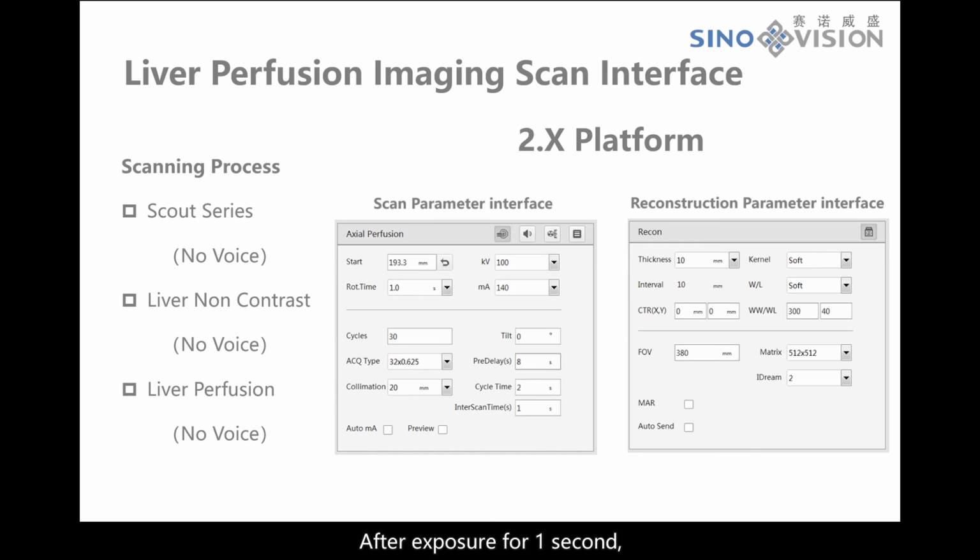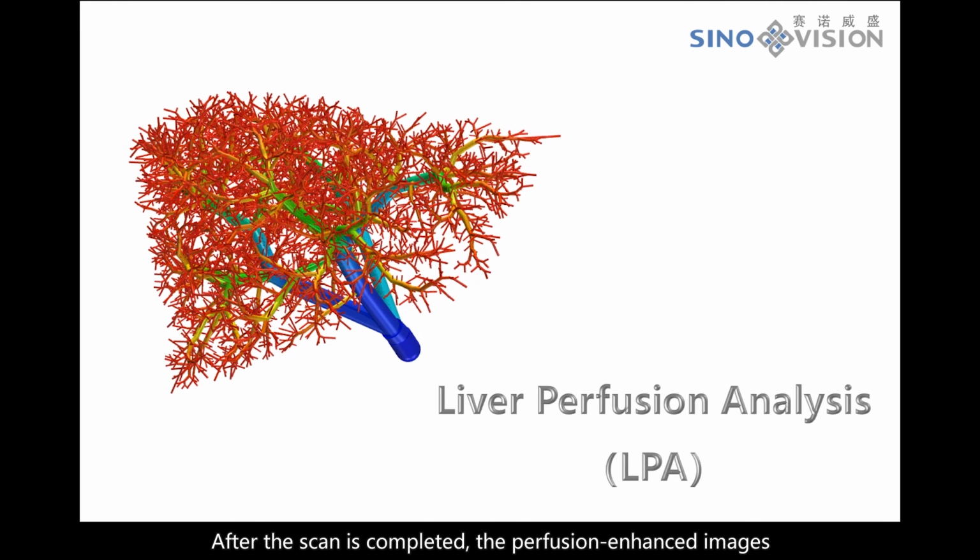After exposure for 1 second, the interval is 1 second. Exposure repeats again. A total of 30 exposures are performed. That is, a total of 66 seconds were monitored after the injection of the contrast medium. On the 3.0 Rainbow platform, the parameter layout is slightly different, but the meaning of the parameters is exactly the same. After the scan is completed, the perfusion enhanced images should be transmitted to the post-processing workstation for liver perfusion analysis and processing. Below we will focus on the post-processing analysis.